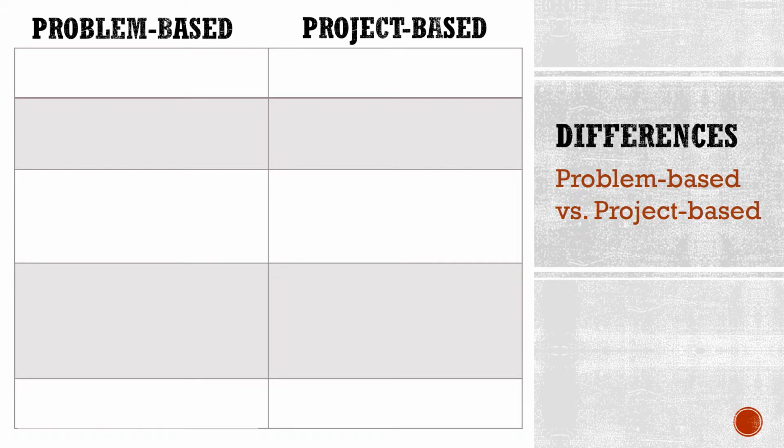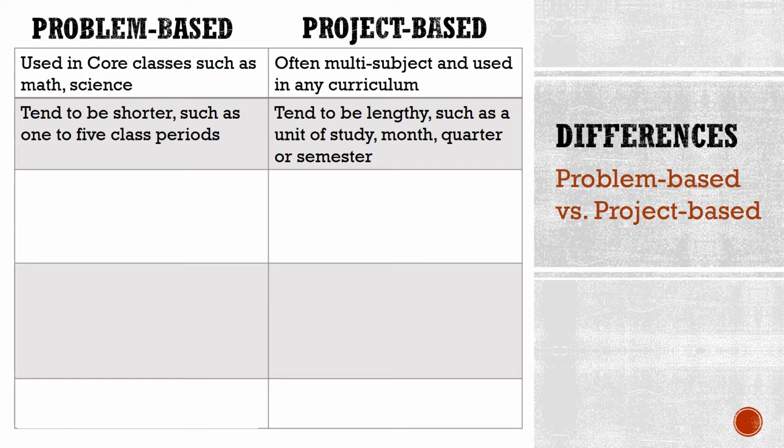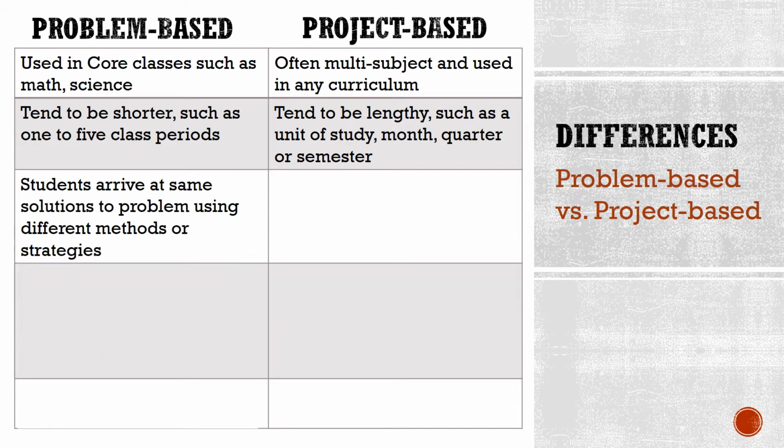Differences here. Problem-based, used in core classes such as math or science. Project-based, often multi-subject and used in any curriculum. Problem-based tend to be shorter, such as 1 to 5 class periods. Project-based tend to be lengthy, such as a unit of study, month, quarter, or semester.